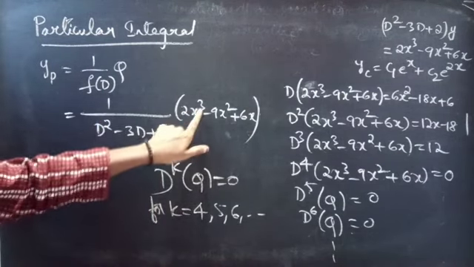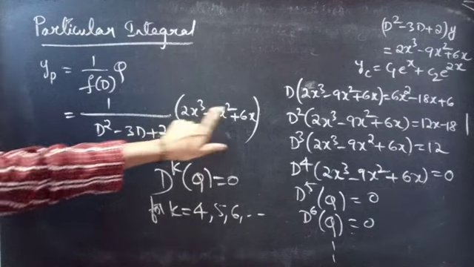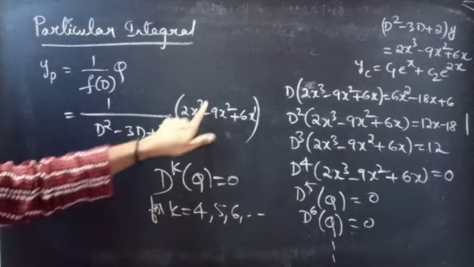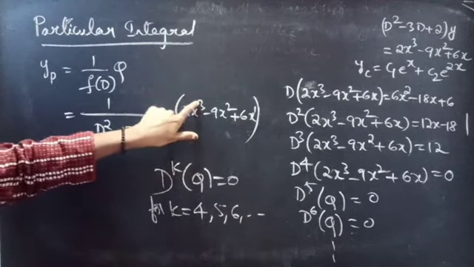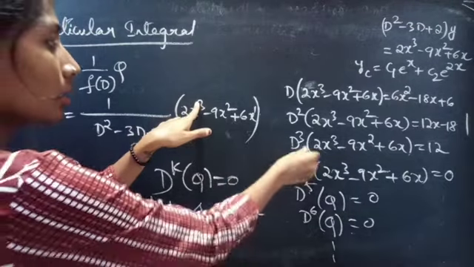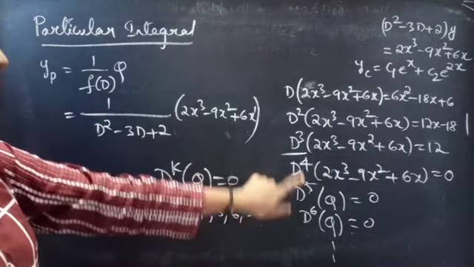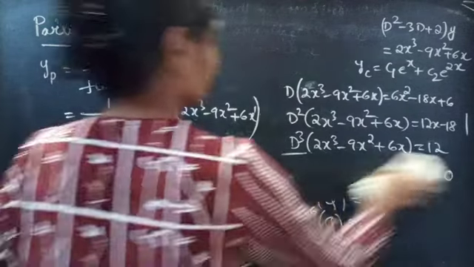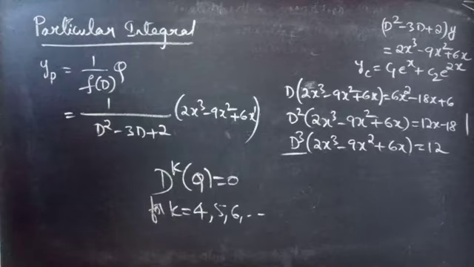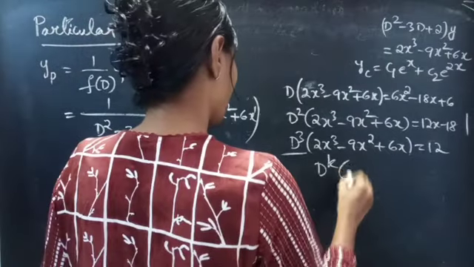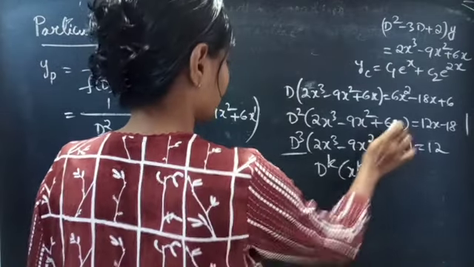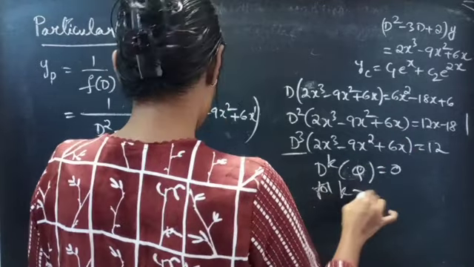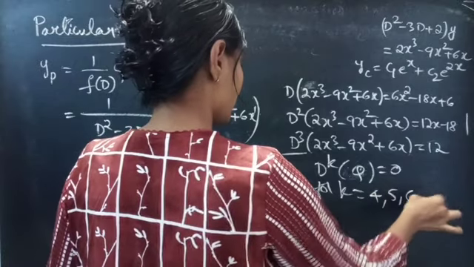Here x cube is the highest power. Here 3 is the highest power, I can say, from all this: 1, 2, 3. From 1, 2, 3 we have 3 as the highest power. So we'll get derivatives till D cube, and from 4, 5, 6 we'll get zeros, right? D power k of Q is 0 for k equals 4, 5, 6 and so on.